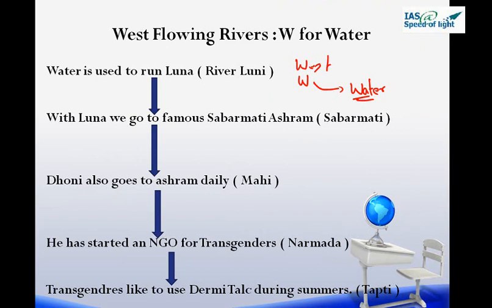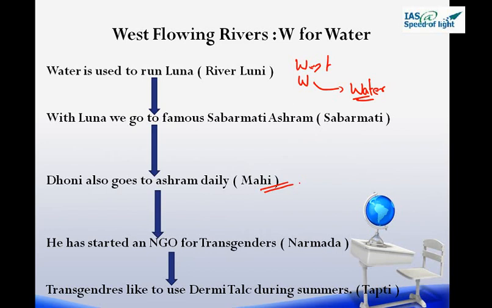Now with Luna we go to the famous Sabarmati Ashram, Gandhiji's ashram. So you are pouring water in Luna, and with Luna now you are going to the Sabarmati Ashram. Now we come to Dhoni. Dhoni also goes to the ashram daily. So once you reach the ashram with that Luna, you find Dhoni there, and people tell you, okay, Dhoni comes here every day. Dhoni's nickname is Mahi, so many people call him Mahi. So river Mahi, we relate it with Dhoni, Mahendra Singh Dhoni.